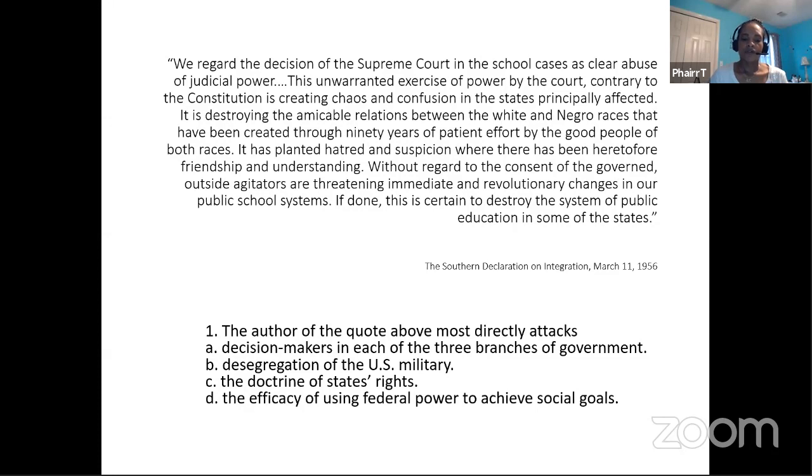The author of the quote most likely directly attacks which one? A, decision makers in each of the three branches of government. B, the desegregation of the U.S. military. C, the doctrine of states' rights. Or D, the efficacy of using federal power to achieve goals.